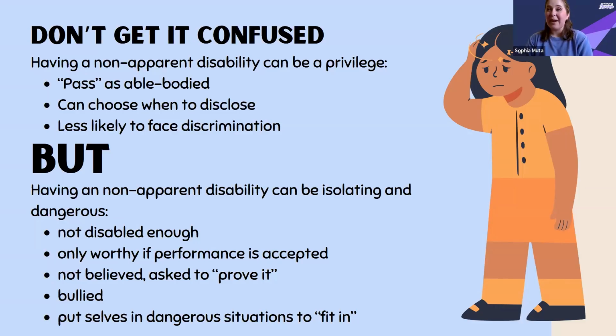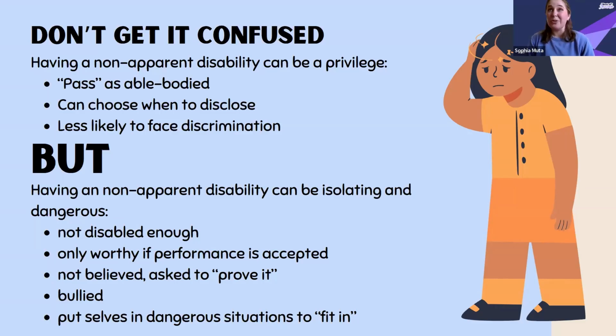can be dangerous. We're seen as not disabled enough. Oh, well, you don't seem disabled. I don't really know if you need that accommodation. Do you really need it? Because you have to put on this performance of having a disability. And if other people around you don't see that performance of disability as acceptable or enough, you might not get the accommodations that you need as someone with a non-apparent disability.